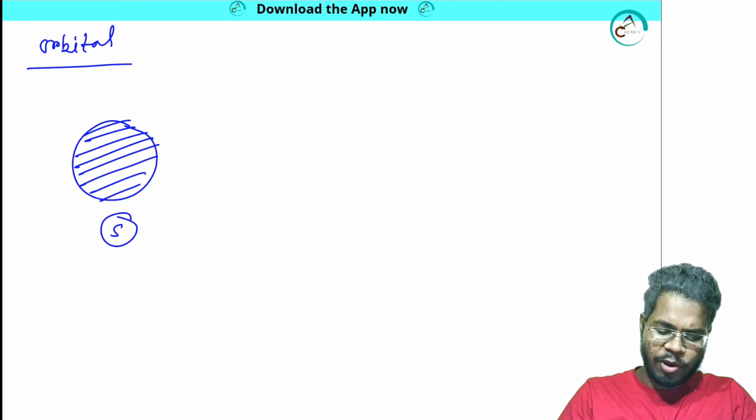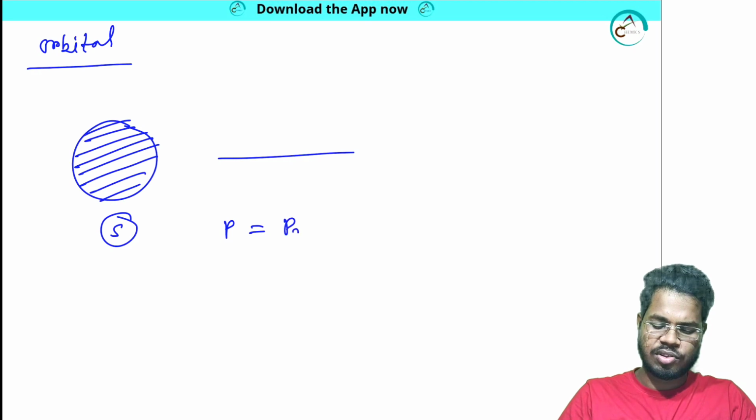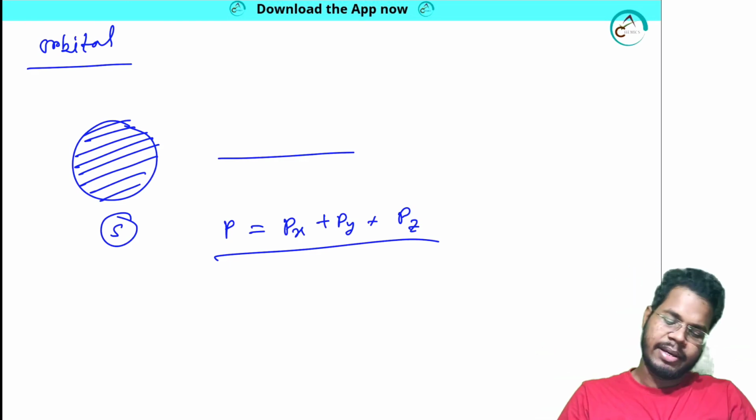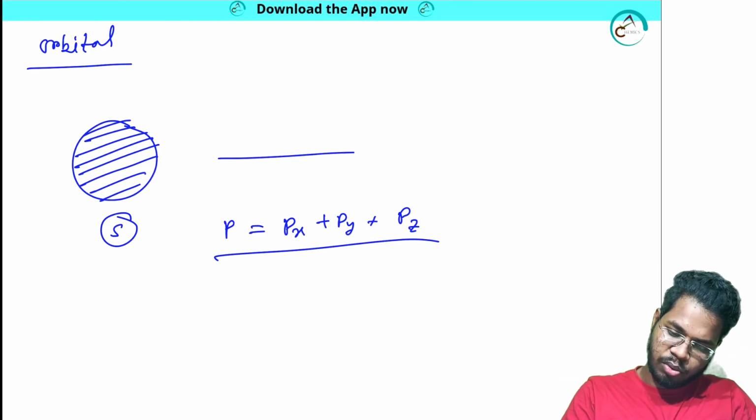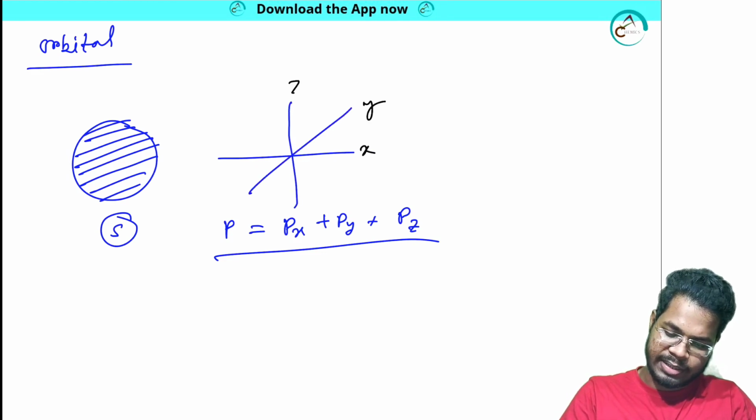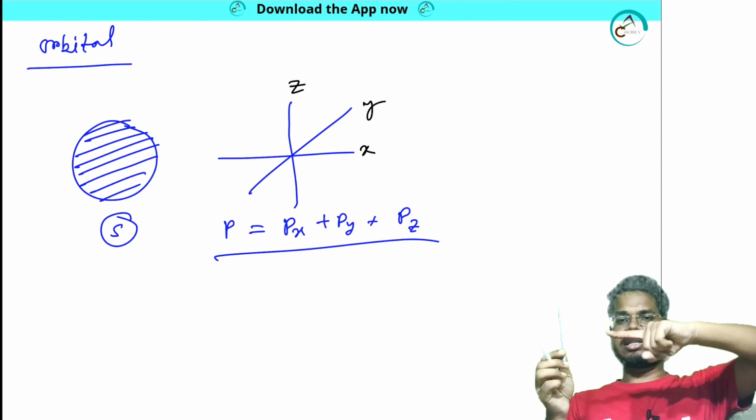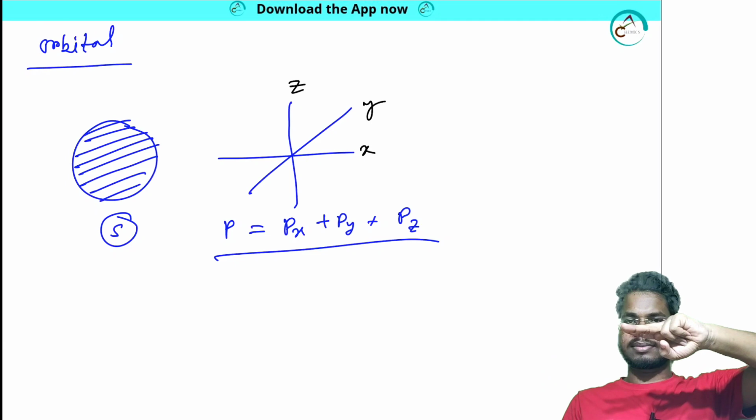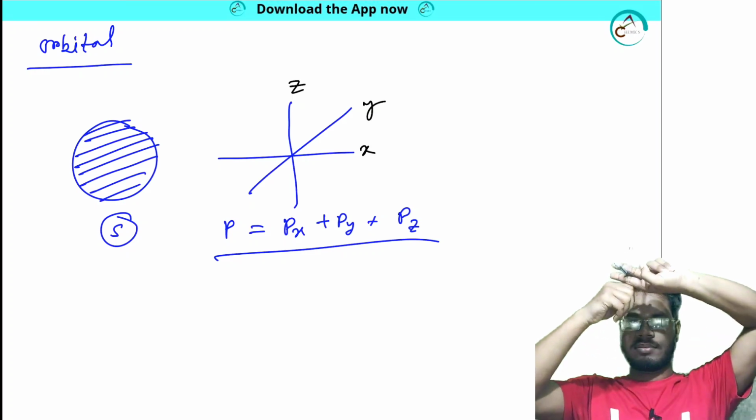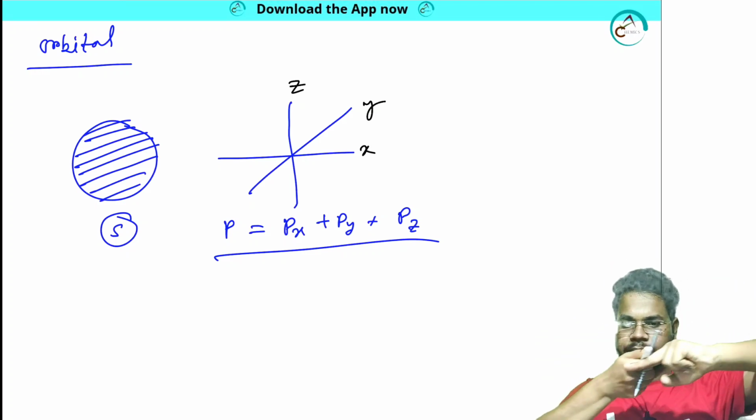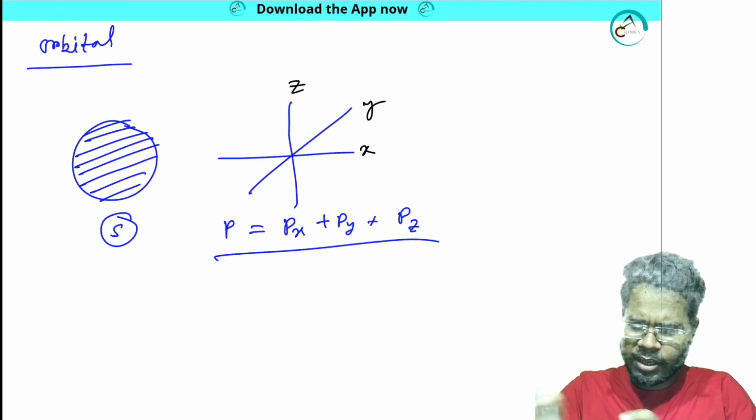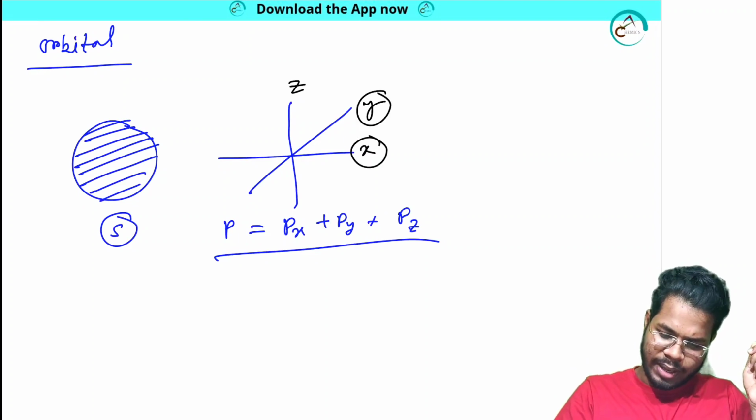S orbital. You know about p orbital. How many p orbitals are there? Px, py, pz. These three are there, right? So how are these looking? Okay, let me draw. Take it as x, take it as y, and take it as z. My fingers are x, Apple pencil is y, this is z. So that's how it works, x, y, and z.